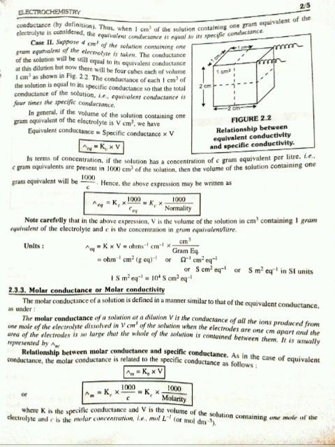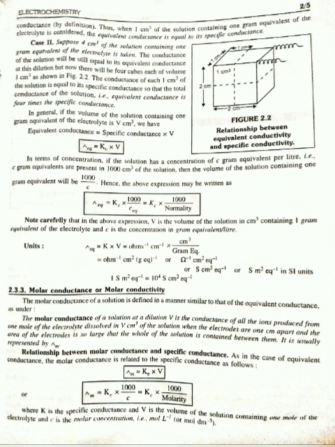In terms of concentration, if the solution has a concentration of C gram equivalent per liter, that is, C gram equivalents are present in 1000 centimeter cube of the solution, then the volume of the solution containing 1 gram equivalent will be 1000 upon C. Hence the above expression may be written as lambda equivalent is equal to Kc into 1000 upon C, which is Kc into 1000 upon normality. Note carefully that in the above expression, V is the volume of the solution in centimeter cube containing 1 gram equivalent of the electrolyte, and C is the concentration in gram equivalent per liter.